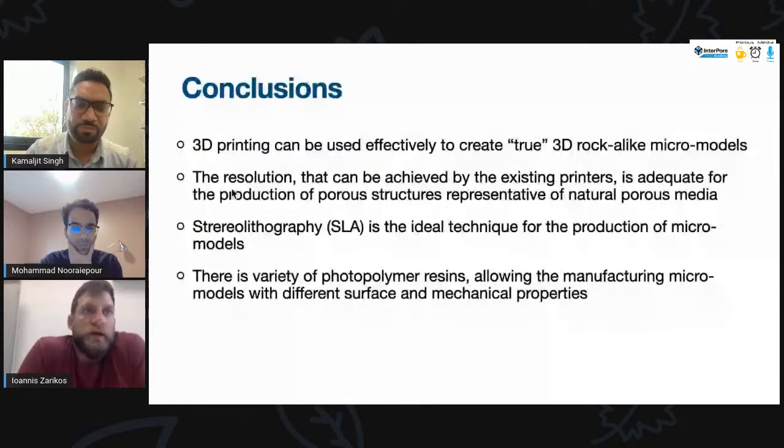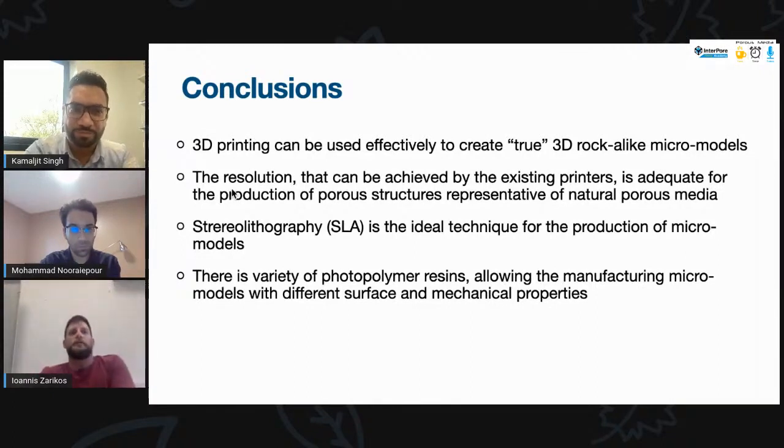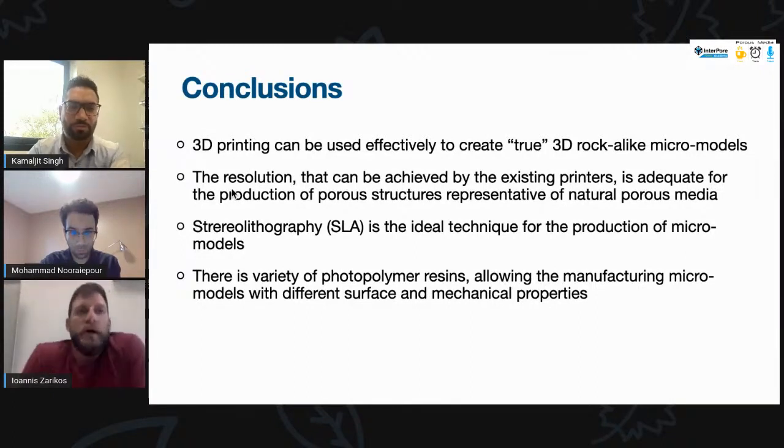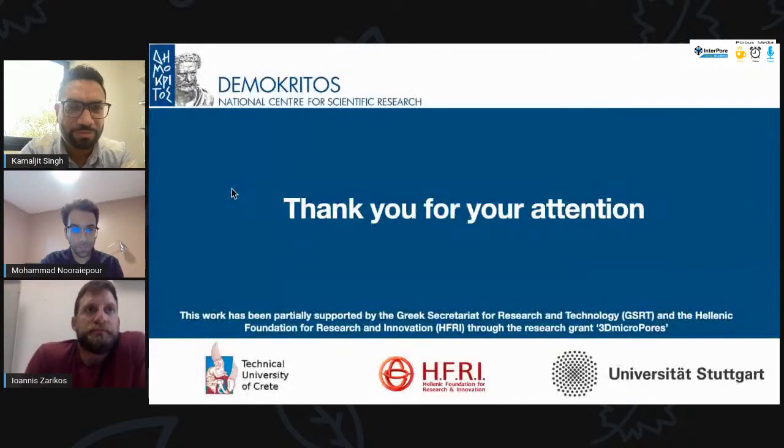So, like I said, stereolithography is a go-to technique to make these micromodels. And also, since it's an evolving technique, we have a variety of photopolymer resins that can be used, either softer or harder, or some of them with different surface properties. So we'll continue making microfluidics out of 3D printing, and tackle the different scientific questions we have to answer.